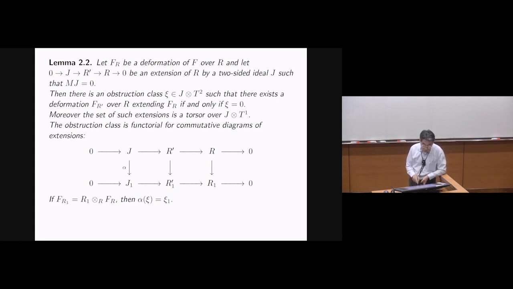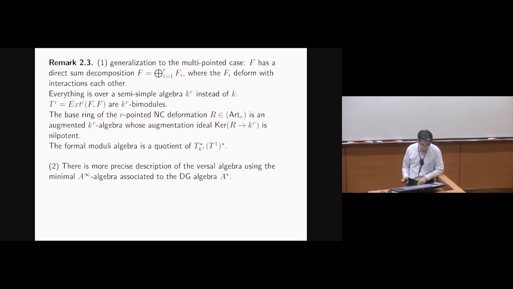So this is exactly the same as SGA. And moreover, the obstruction class is functorial with respect to the commutative diagram of extensions. So everything is very parallel and very easily proved. Okay. So there are some remarks. So there is a generalization to a multi-pointed case.